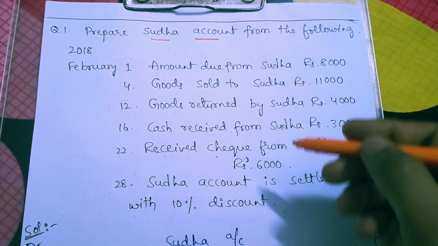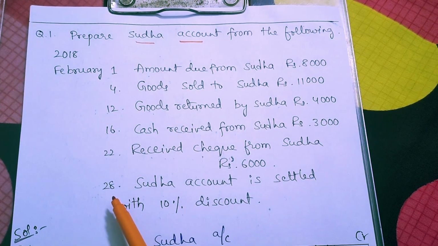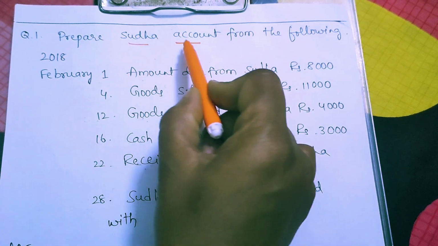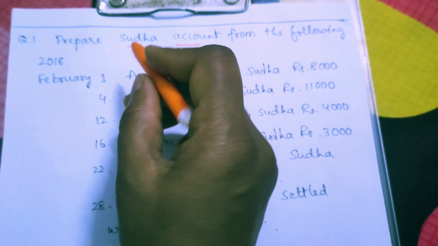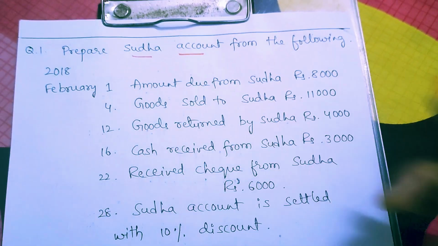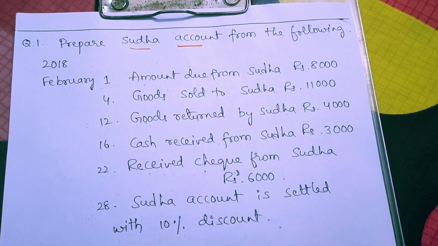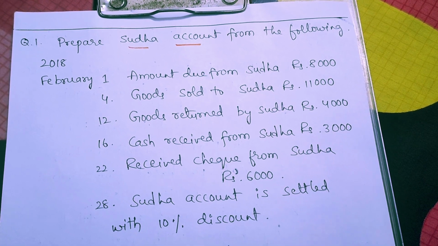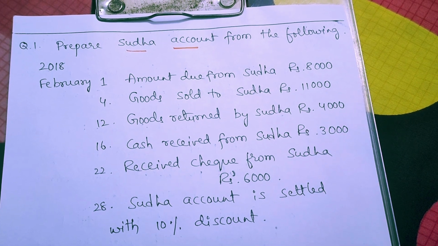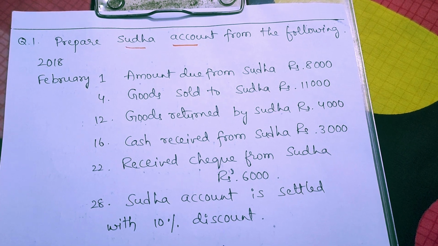There are some details, some transactions given, from February 1st to 28th. So we have to prepare Sudha account. Whenever they ask us in the examination, prepare Sudha account, Radha account, Raghu account, like that, these are known as personal ledger accounts. Inter first year students will get 5 marks if you learn how to prepare these accounts. So it is very important to get 5 marks in the final examination.